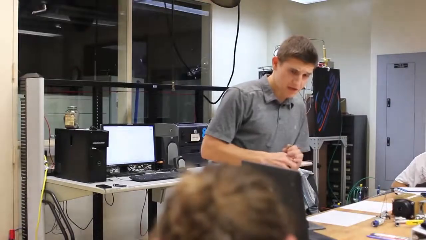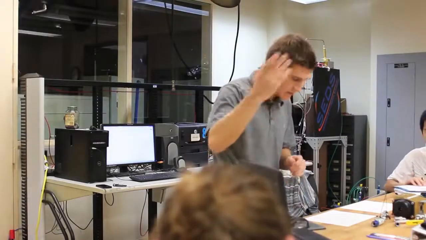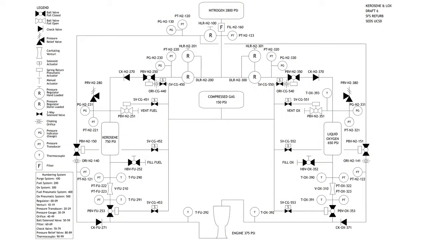I have a PID right here for you as well, in case you'd like an electronic version. But what's important is that among our team, we understand what the symbols mean. That's why I threw a legend on there, so you understand where it's going and what we're going to do. I'm going to start with a ball valve.